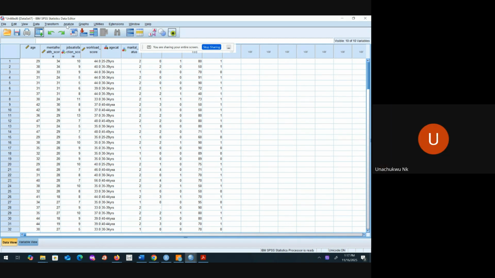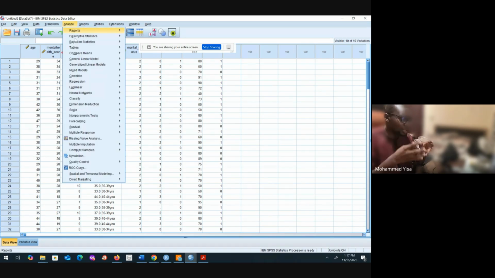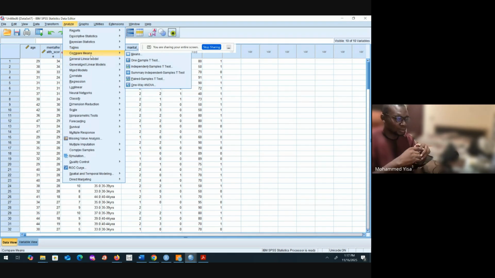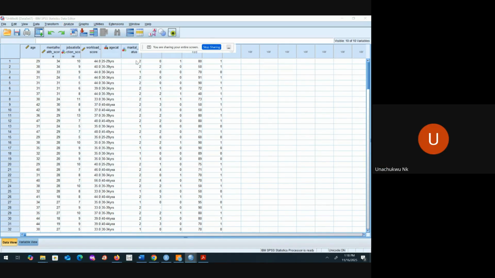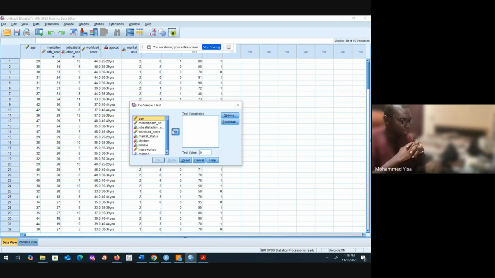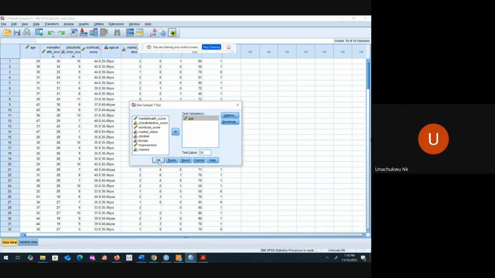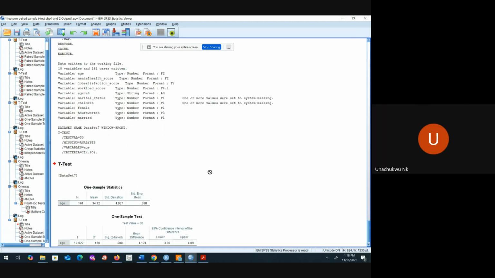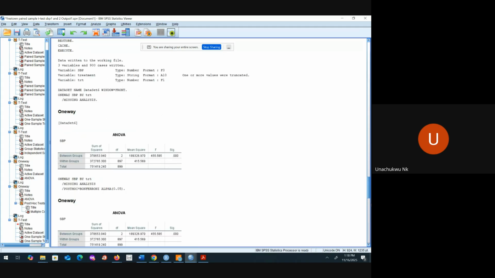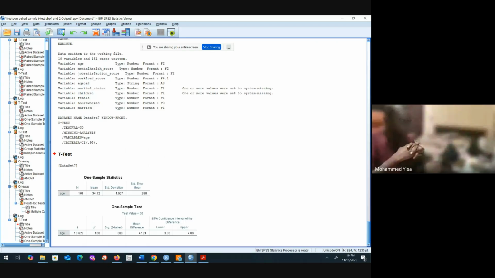If you remember, the question is asking: is the mean age of these resident doctors significantly different from 30? So you have only one sample and you are checking it against a test value. So you do a one sample t-test. Age is your test variable. Your test value is 30. Then you click OK. Now go to the very bottom, to one sample statistics.